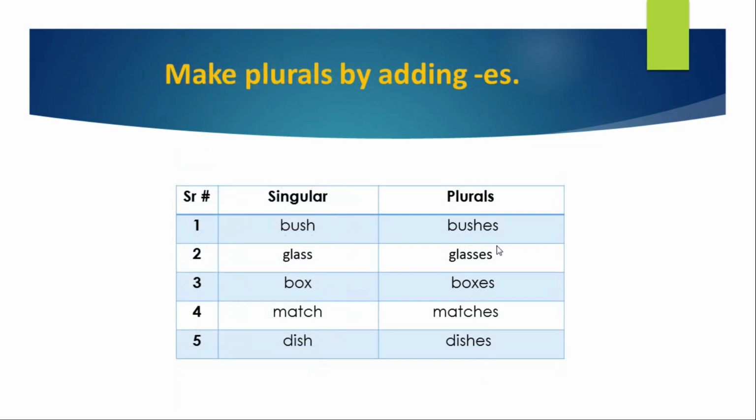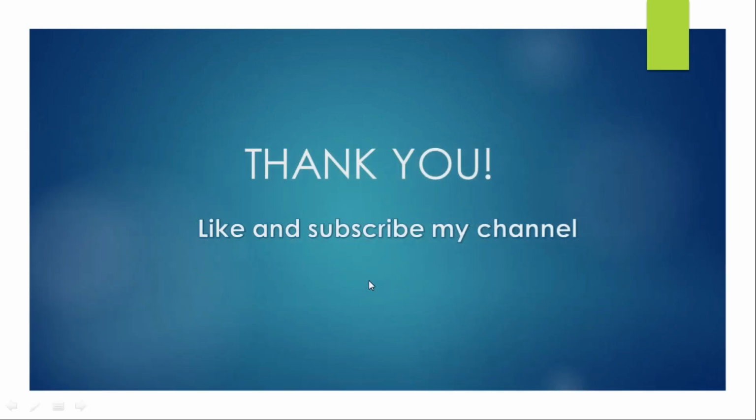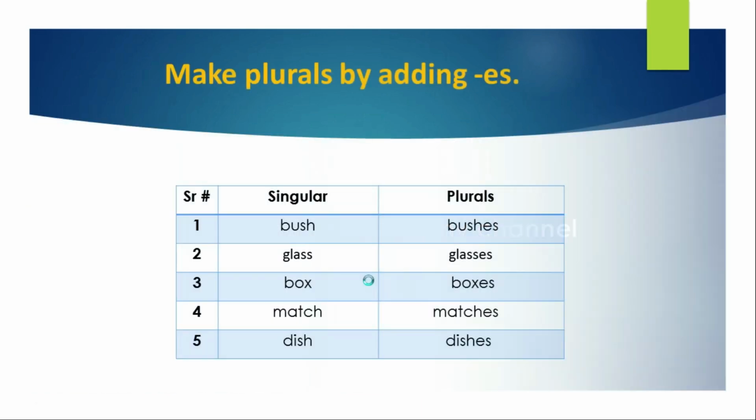Now we will see the list with which we are going to use es. For example, bush, bushes, glass, glasses, box, boxes, match, matches, and dish, dishes. So that's how you just have to learn that if the word ends with sh, ss, x, ch, then you have to use es. There are some exceptional cases also, but mostly if the word ends with sh, s, ss, x, or ch, we use es at the end.